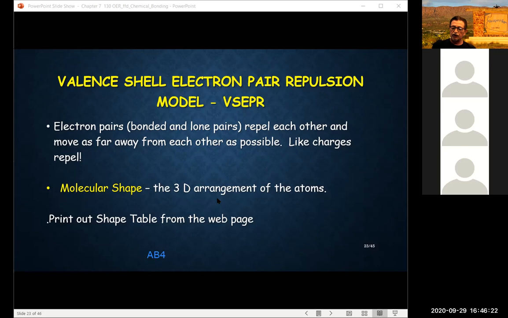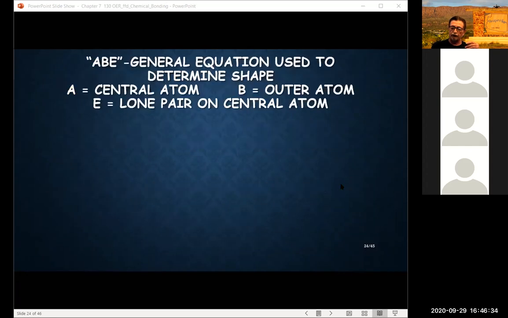And we've been using the shape table. The shape table that we've worked with so far comes from these valence electrons and the way they repel each other and what effect they have. I already introduced to you the general formula of AB E, where A is the central atom and B is the outer atom, or whatever is bonded to the central atom. And then E represents a lone pair on the central atom. We don't care about the lone pair on other atoms, just the central atom, okay?